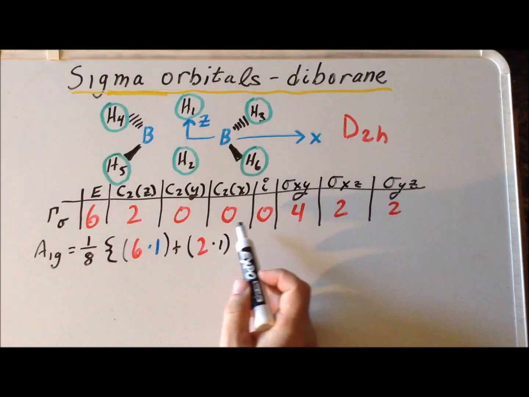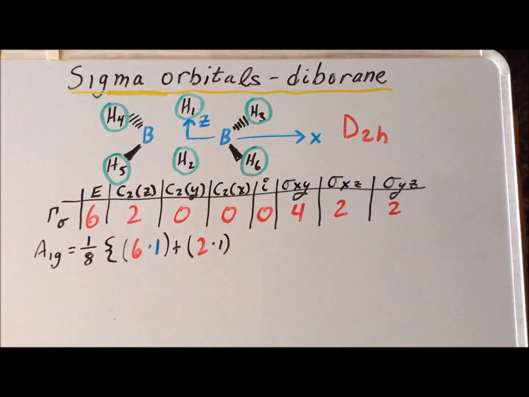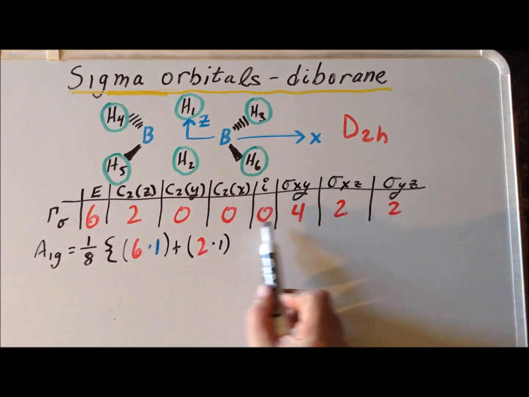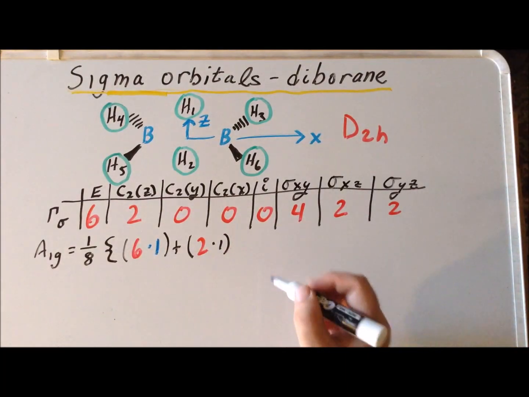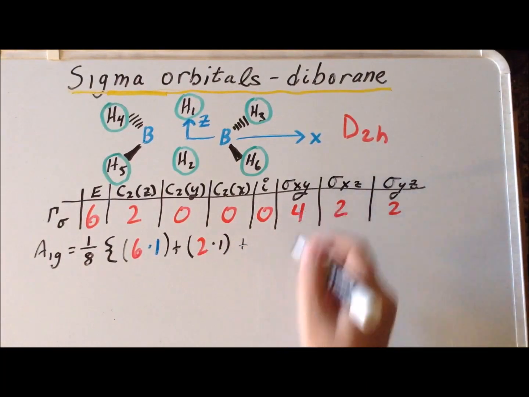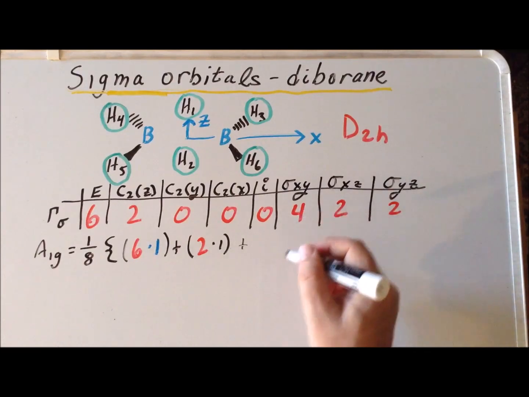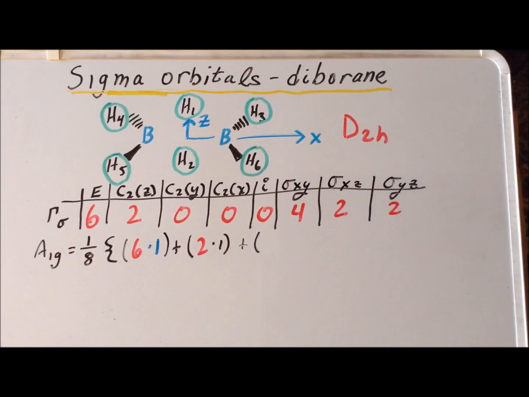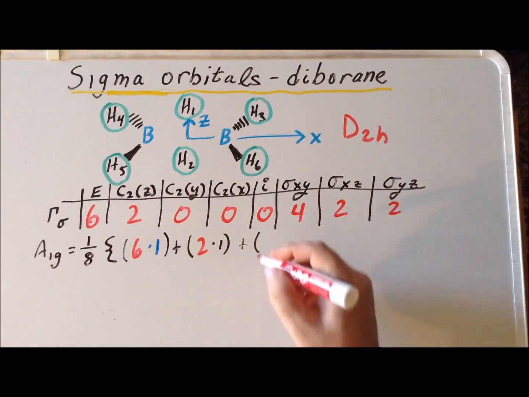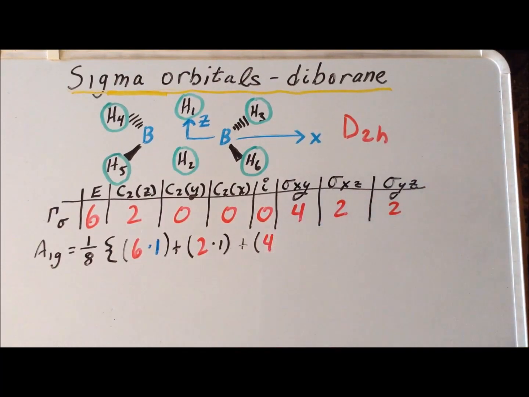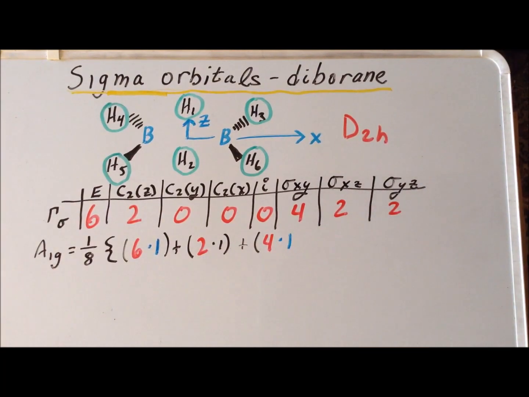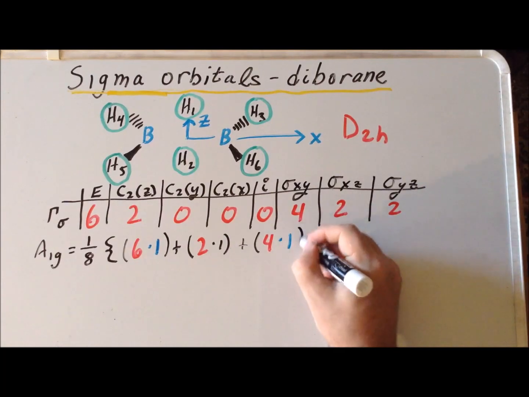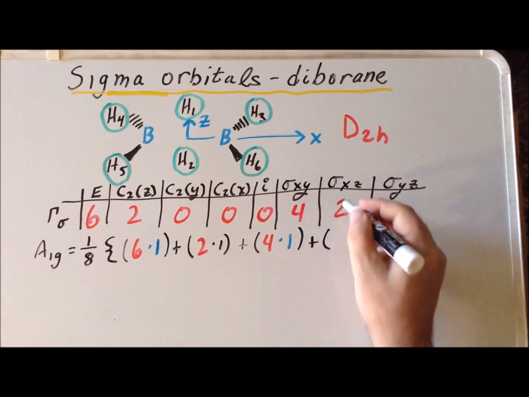In any cases where the character is 0, since anything times 0 is 0, we can simply omit these for the time being. We don't need to worry about them. We only need to worry about the non-zero entries. So our next non-zero entry is for the sigma xy, and we see that our character from the reducible representation is a 4. And the character from the character table for D2H is a 1. And then we continue with our character being a 2.